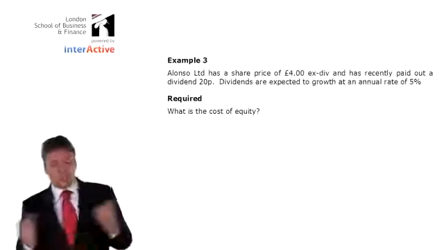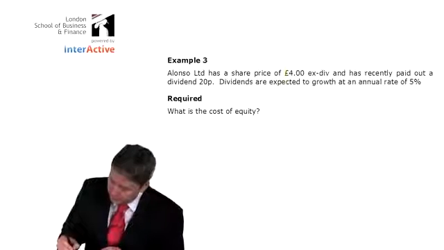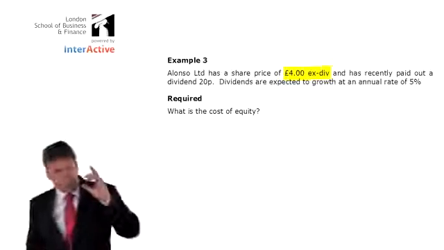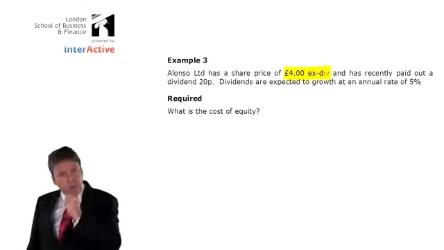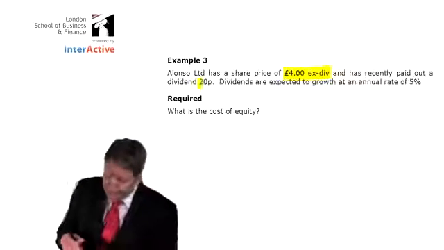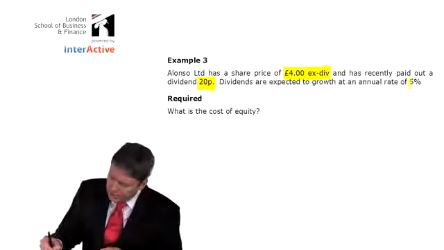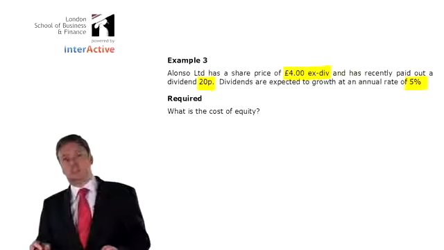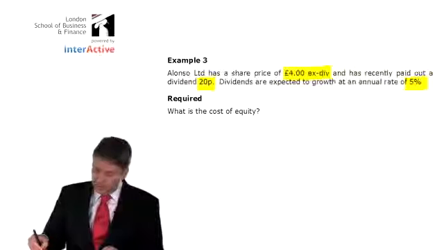Alonso Limited has a share price of £4 ex-div. Right, well that makes one thing easier, doesn't it? Ex-div is the way that we want the information. And has recently paid out a dividend of 20p. Dividends are expected to grow at an annual rate of 5%. What is the cost of equity? Well, okay.